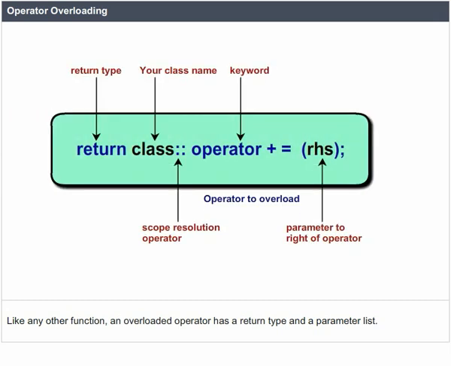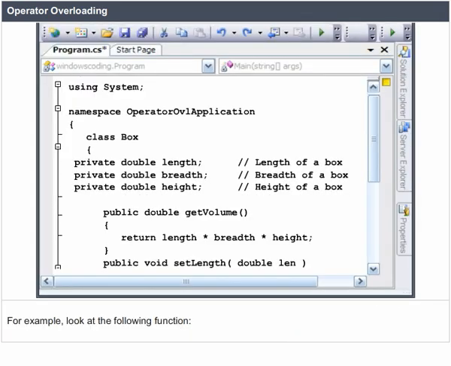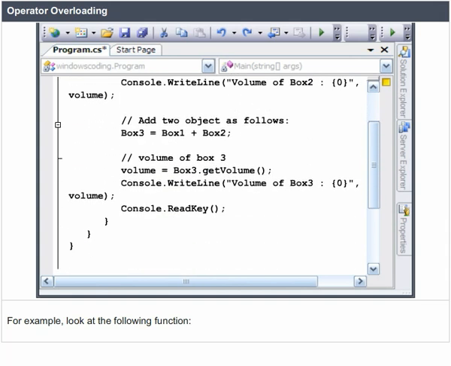The above function implements the addition operator plus for a user-defined class Box. It adds the attributes of two Box objects and returns the resultant Box object. For example, look at the following function. When the code is compiled and executed, it produces the following result.